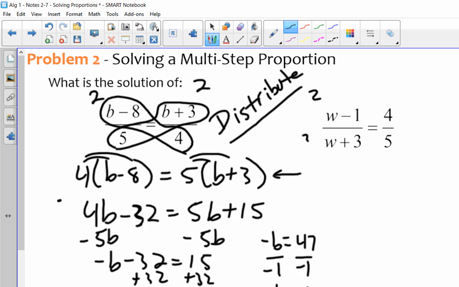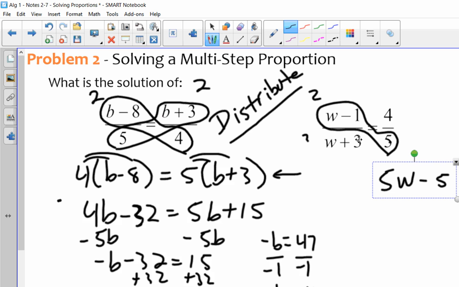I'll come over to this problem really quick as an example. Some of you, if you understand what I just explained, that I'm going to have to distribute, might be able to just do that in your head. So I'm going to do this one in my head. 5 times W is 5W. 5 times -1 is -5. So I didn't have to write this step out.